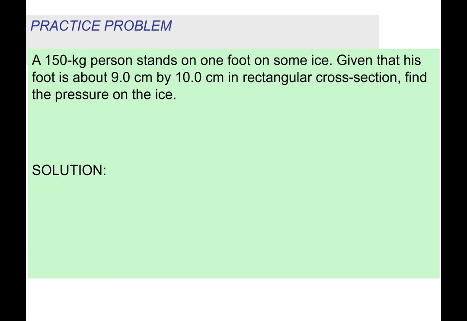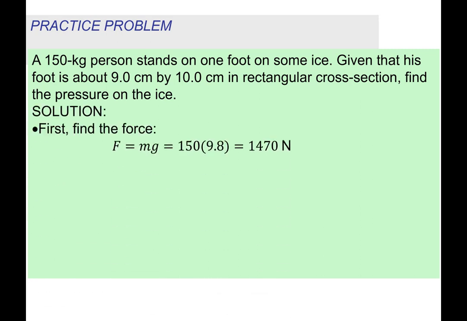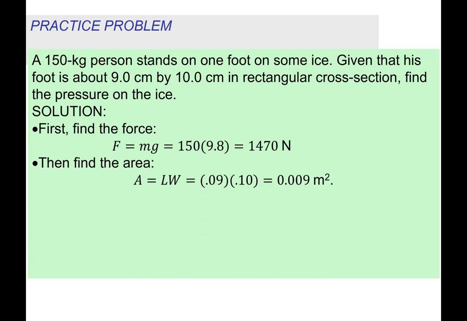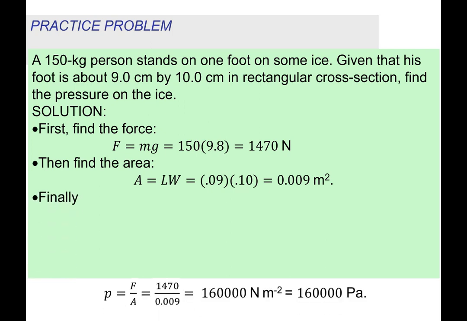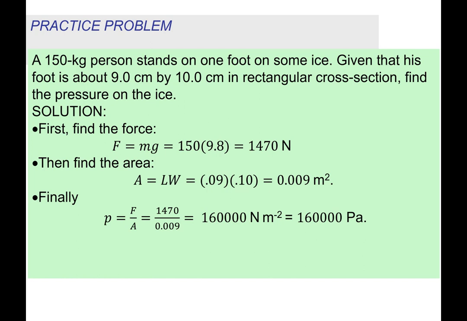Okay, let's keep going. So the solution is, first you find the force, and in this case, it's the weight of the person. 150 kilograms times 9.8 meters per second squared gives you that force. You find the area. The only trick there is you have to convert from centimeters to meters, so you get 0.009 meters squared. Then you divide the two numbers, and notice you get 160,000 pascals, a big number. That's fairly common. Keep that in mind. Usually when we look at pressure like atmospheric pressure, we talk about it in terms of kilopascals because those numbers are pretty big.